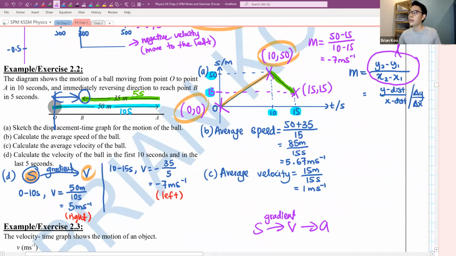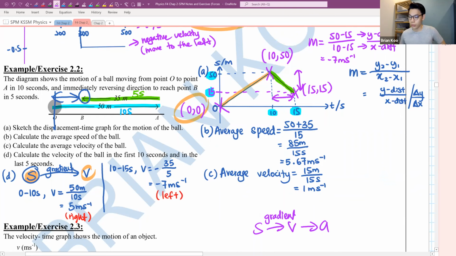So you can use this method if you want. Usually when it comes to experiments and so on, when it's a bit difficult to get the y distance and x distance, then I'll use this. Or else, if I can clearly see the y distance over the x, because y minus y means the y distance, that 35, and x over x means the x distance. That's what I mean by y over x. All this you learned in chapter 1. That's why you get -7.